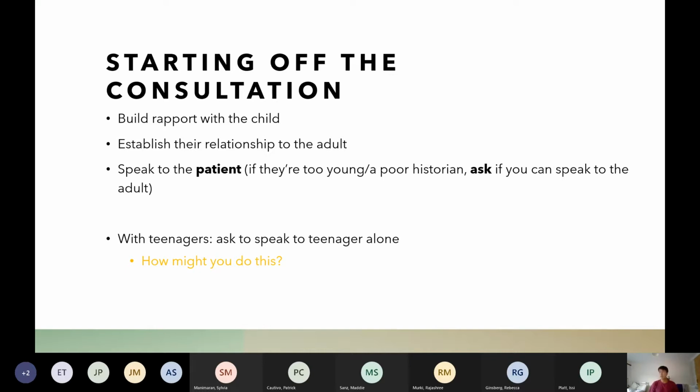Speak to the patient first. They can give good histories and they know what is going on better than their parents. But if they are too young, you can, again, before speaking to the parents, ask the child, can I speak to your mum or can I speak to your guardian about that a little bit more? And I'll usually say yes.